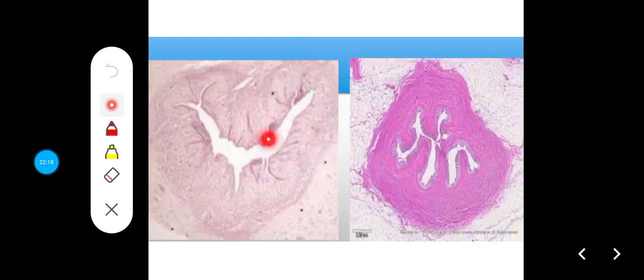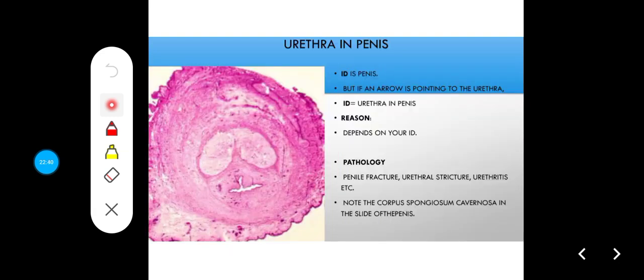Now look at this one too, flattened horizontally. But then it is suspended within an erectile tissue of the penis. Same thing here, suspended within the erectile tissue of the penis. So this is the urethra in the penis. If you are presented with an image like this, you can appreciate the two erectile tissues, the corpora cavernosa and the corpus spongiosum, and then you can see the horizontally flattened lumen of the urethra.